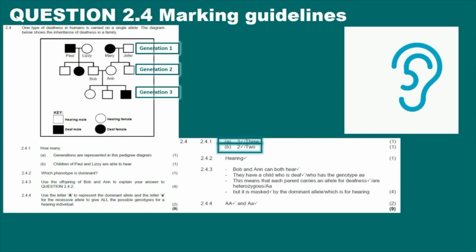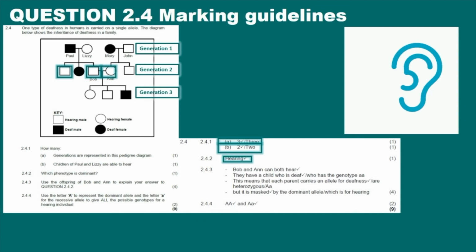Then question 2.4.2, they ask us which phenotype is dominant. That means the one that will mask the other allele, and that would be hearing. To figure out that hearing is the dominant gene, I actually feel it is quite a difficult question to answer. So usually what I do to make it easier for me is that the most prominent allele that you will find in the pedigree diagram will be the dominant allele.